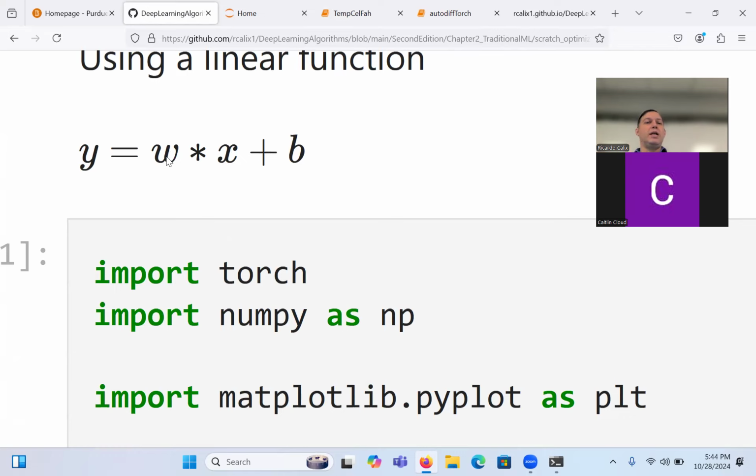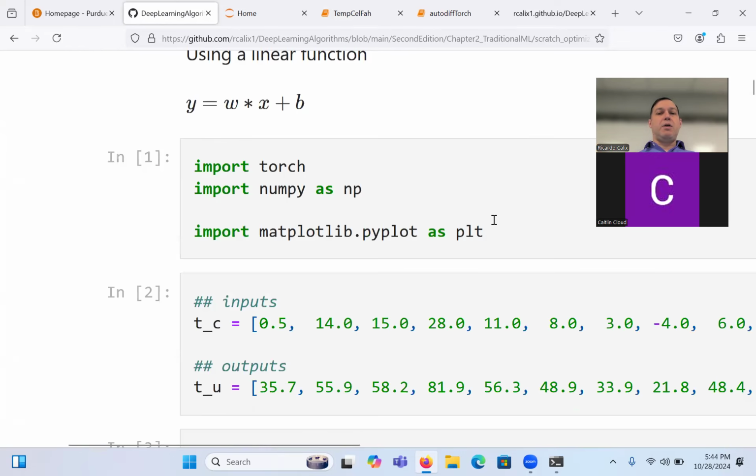But what we need to learn is this W and this B, okay? This is what we're going to try to learn, basically. And we're just going to use the machinery of PyTorch. But the underlying thing is that it's going to be calculating these gradients of this function. All right, so let's go ahead and do that.